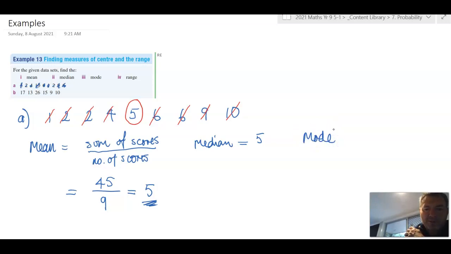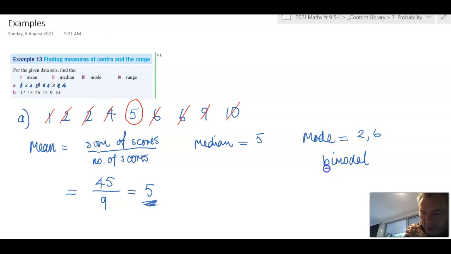Now the mode is the most common score. It looks like the most common scores are 2 and 6. There are actually two scores which occur twice. So the mode is 2 and 6. So we say that this set of data is bimodal.